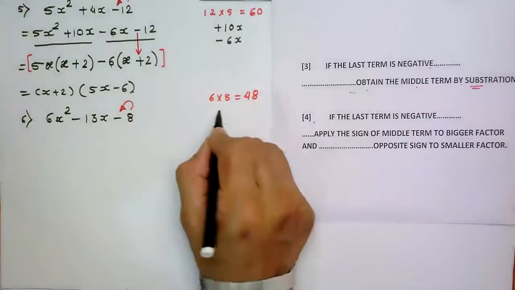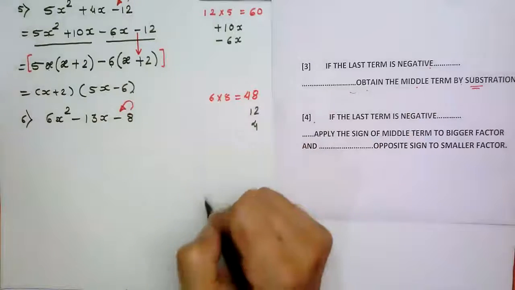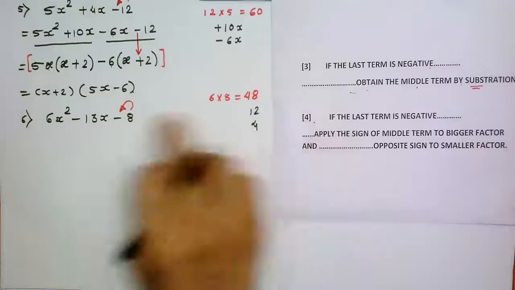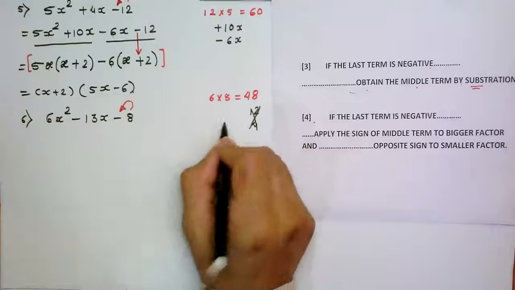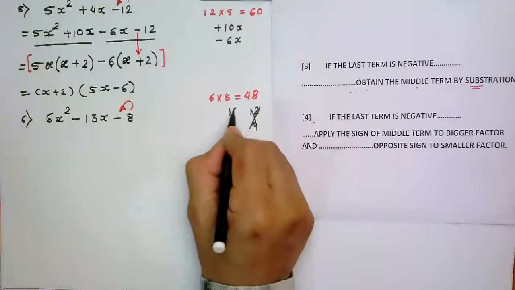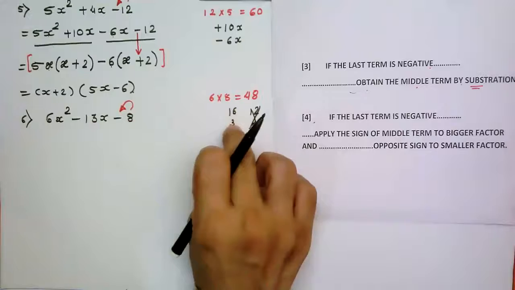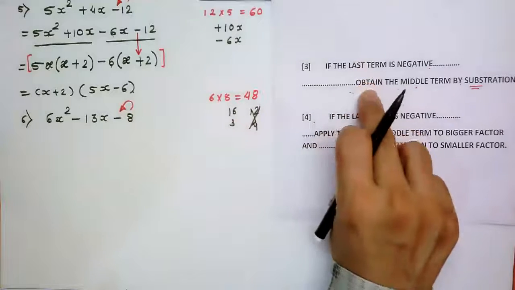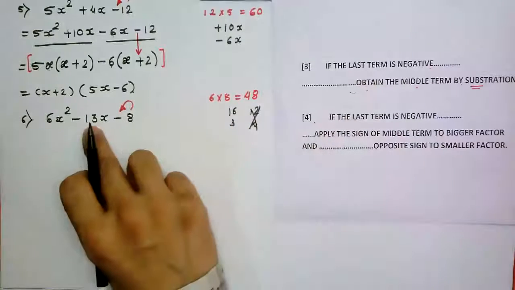I have this. 12 times 4 is 48. 12 fours are 48. But 12 minus 4 is 8, not the 13. So these are not the factors. 16 threes are 48. 16 minus 3 is 13. So this rule is obeyed. Obtain the middle term by subtraction. 16 minus 3 is 13.